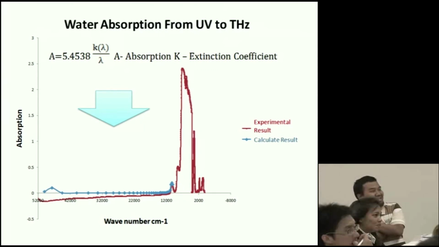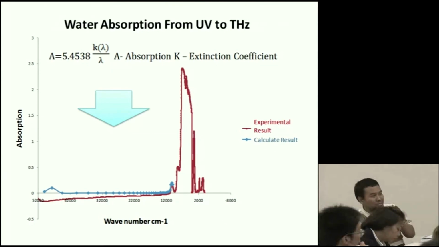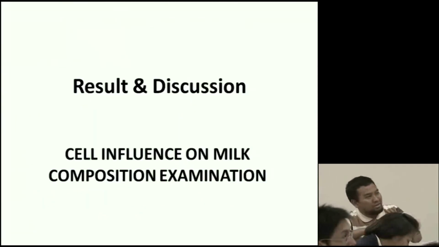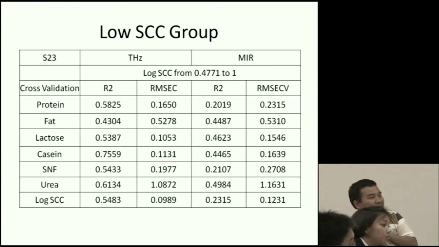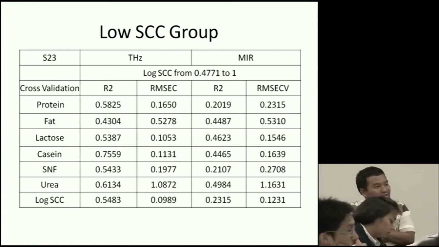Okay. Because why did you separate low and high SCC? We can conclude that by separation, for example, in low SCC, the ability of terahertz may be almost the same as mid-infrared. But if you combine all, the equation will be decreased. Because you mentioned the influence of cells. Okay. But I didn't see that. But that's, I think, the most important one.